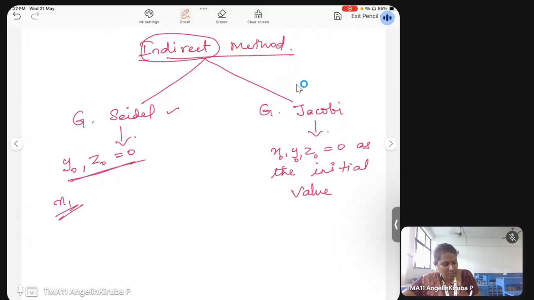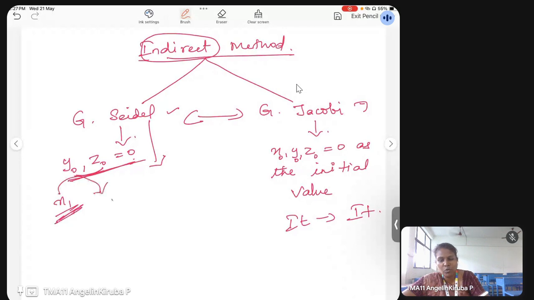Okay, so the difference between these two is in Gauss Jacobi, iteration to iteration. In Jacobi, we use the values of the previous iteration. But in Seidel, we substitute the values of the current iteration. Substituting y naught and z naught equal to 0, we find x1, and we use x1 in the first iteration itself. So in the first iteration, after finding the x value, we use it to find the next values.